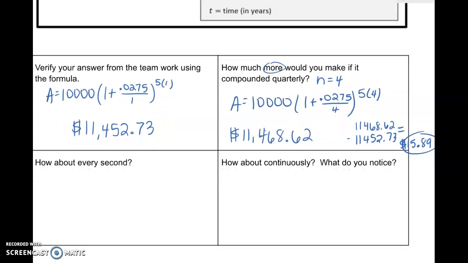Be sure to pause the video at any point in time that you need to, or if you'd like to challenge yourself and try the problem first before I work through it.